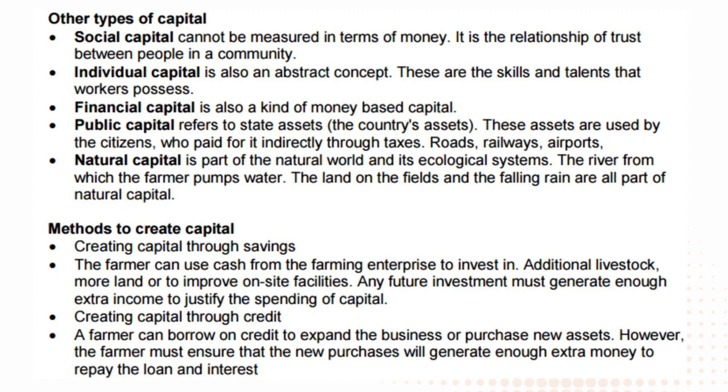Methods to create capital. Creating capital through savings. The farmer can use cash from the farming enterprise to invest in additional livestock, more land, or to improve on-site facilities. Any future investment must generate enough extra income to justify the spending of capital. Creating capital through credit. A farmer can borrow on credit to expand the business or purchase new assets. However, the farmer must ensure that the new purchases will generate enough extra money to repay the loan and interest.